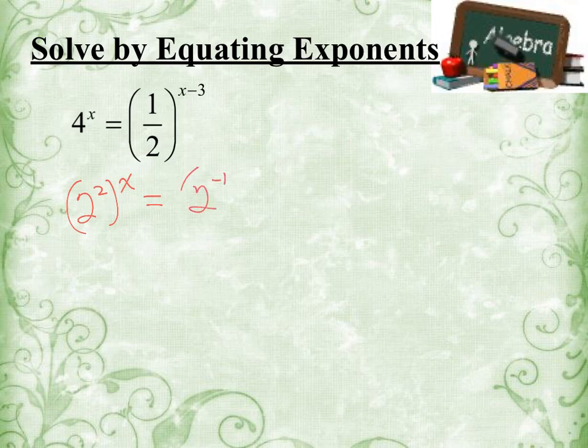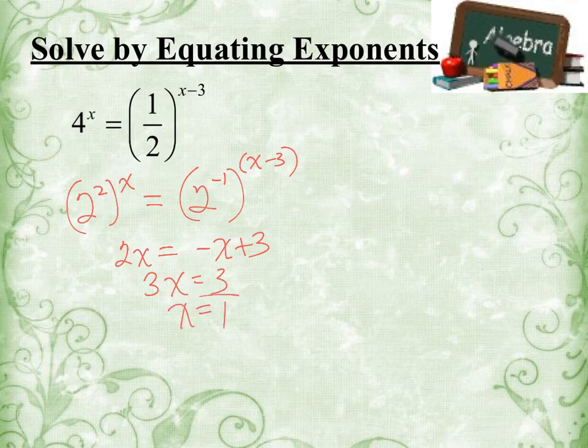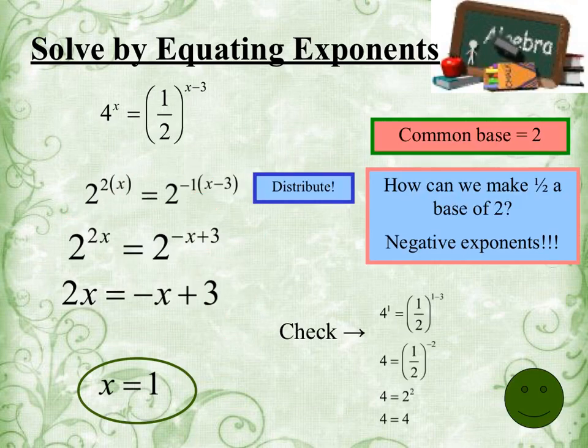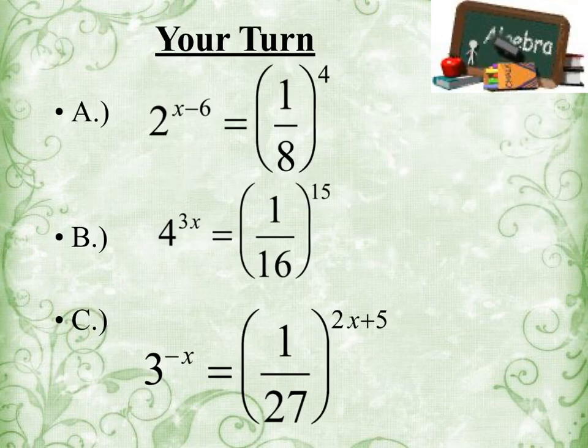Don't forget about those negative exponents. Usually we want to get rid of them. Here we're probably going to be using them more often. Parentheses, x minus 3. Now we have the same base, so I'm going to distribute and solve. I get another answer of 1. Go ahead and try those.